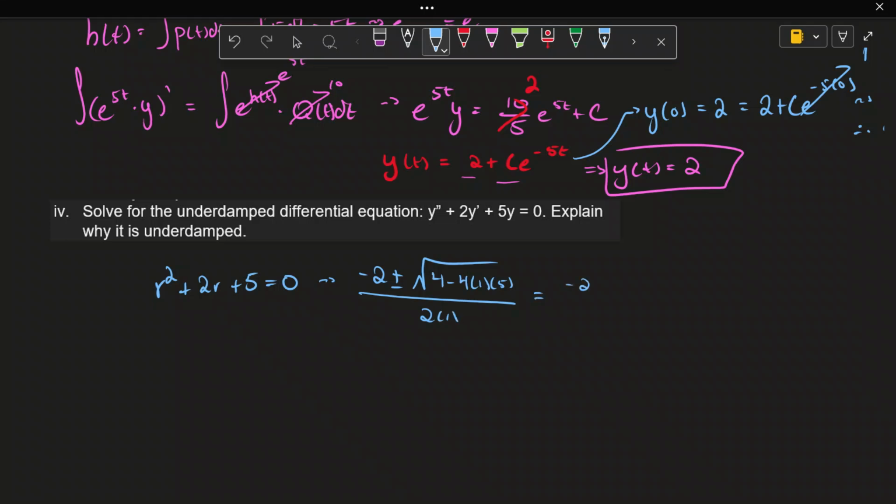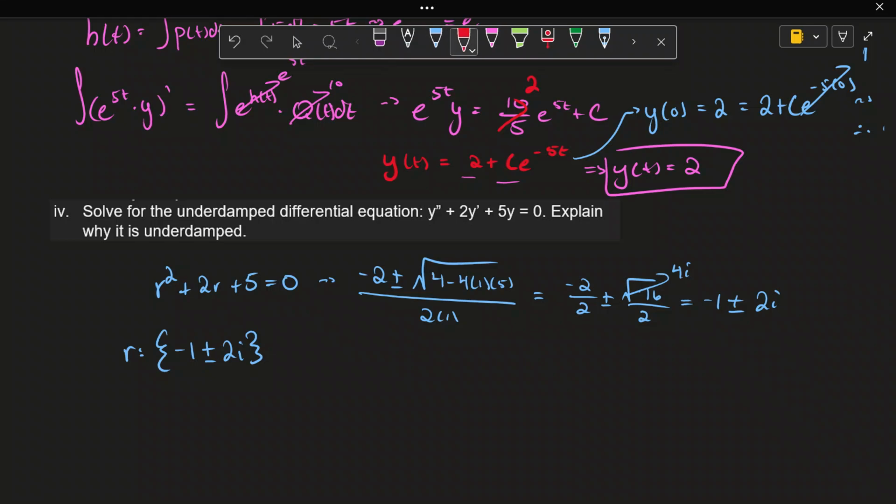So this is going to be minus 2 over 2 plus or minus the square root of 4 minus 20, which is minus 16. And now we have minus 1 plus or minus, this becomes 4i. Then it's 4i divided by 2, which is 2i. So the roots, our solutions for r, are minus 1 plus or minus 2i. Perfect, we found the roots, but we want to find the general solution, our general equation.